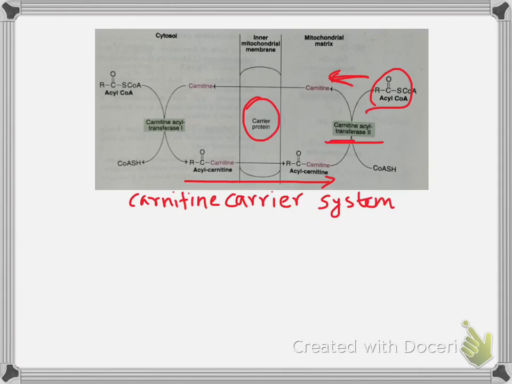So the carnitine acyl transferase 2 converts the acyl carnitine to acyl CoA and carnitine. The released carnitine is transported to the cytosol for reuse. These are the steps in the transport of acyl CoA into mitochondria.